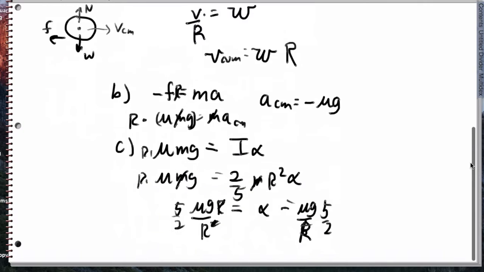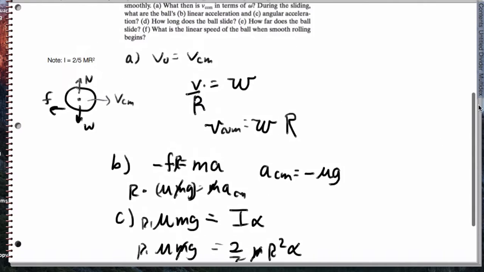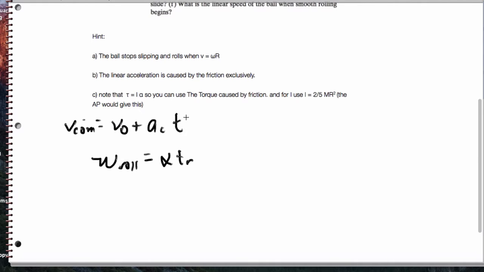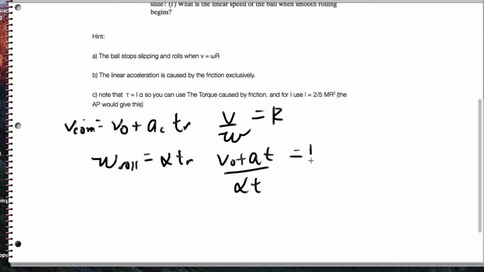Now, let's just kind of continue here. If we have part D, on this page is where we'll continue D. So here's what we'll say. We know that V center mass equals V naught plus a center mass times t. And then we have the rolling acceleration, which is alpha times t rolling. So let's just do a little ratio here. We know V over omega equals R, the radius. So we can say V naught plus a t equals alpha times t. And that equals the radius.